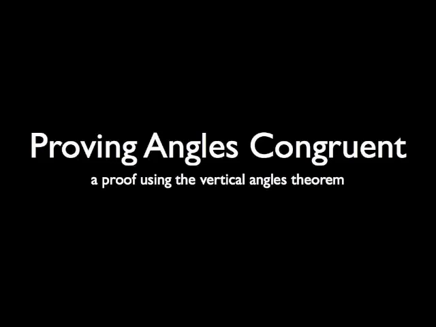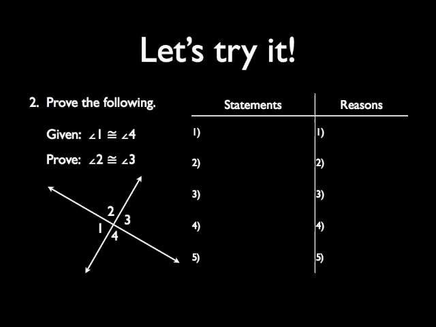Something that we're going to do a lot of now is proofs. Let's do a quick proof using the vertical angles theorem. We're asked to prove the following. In our figure, if angle 1 is congruent to angle 4, we need to prove that angle 2 is congruent to angle 3. A good place to start is by stating what we are given.